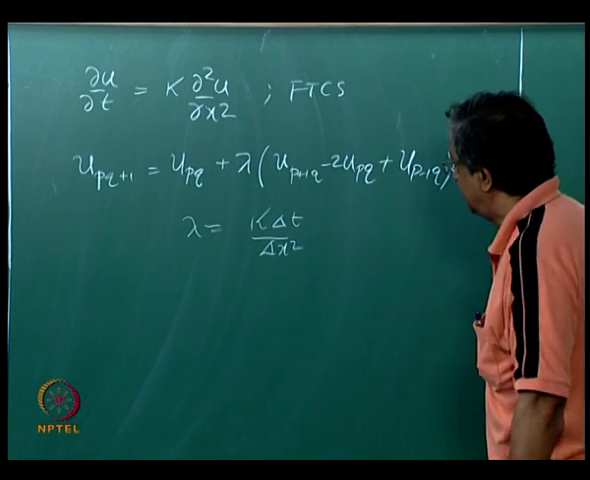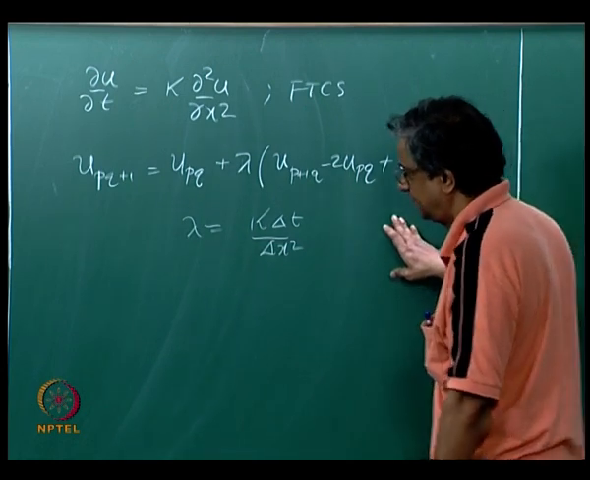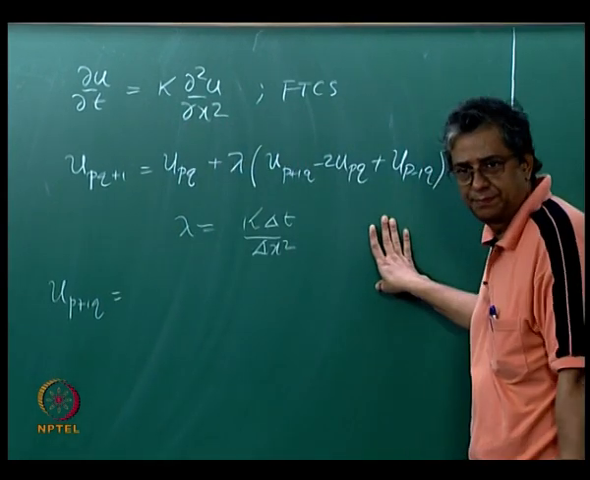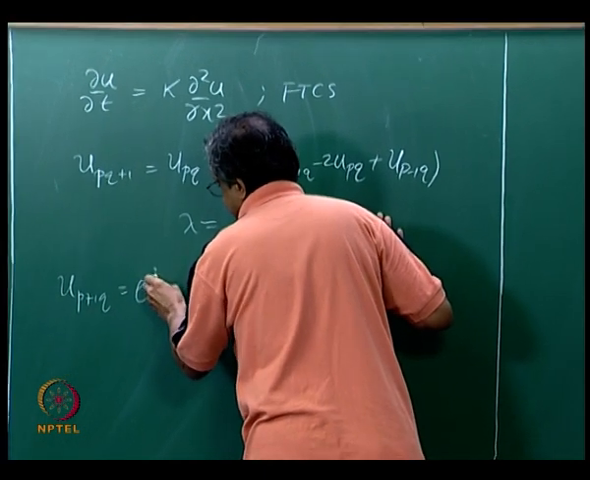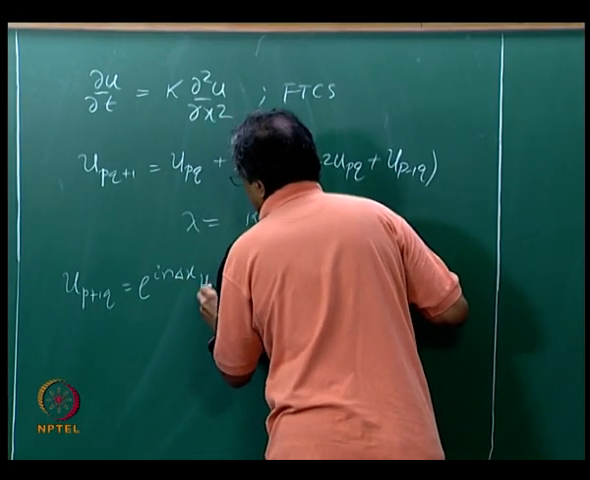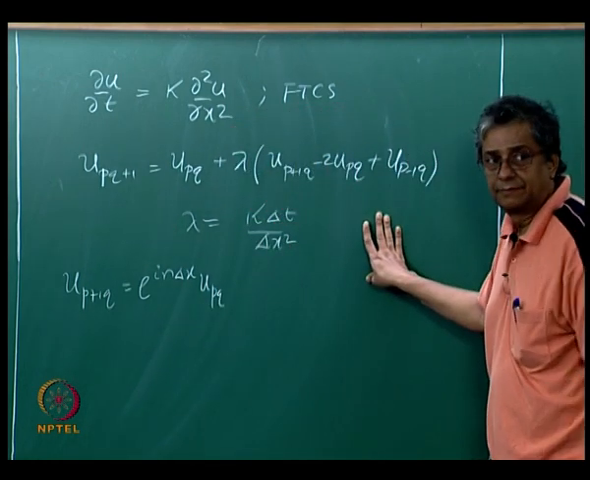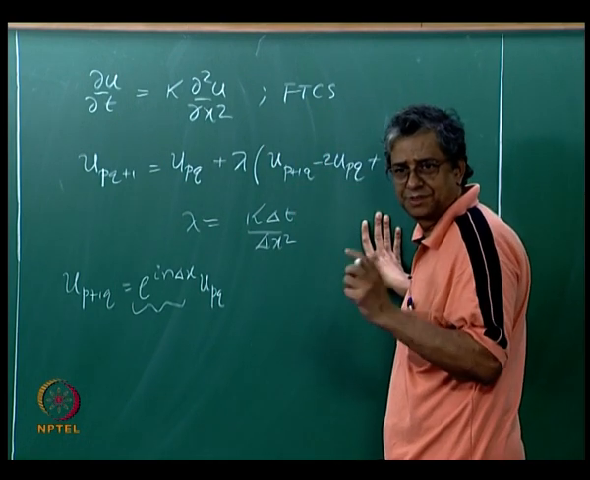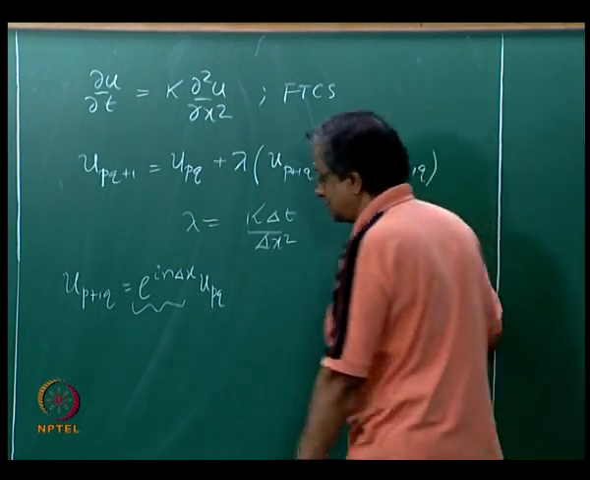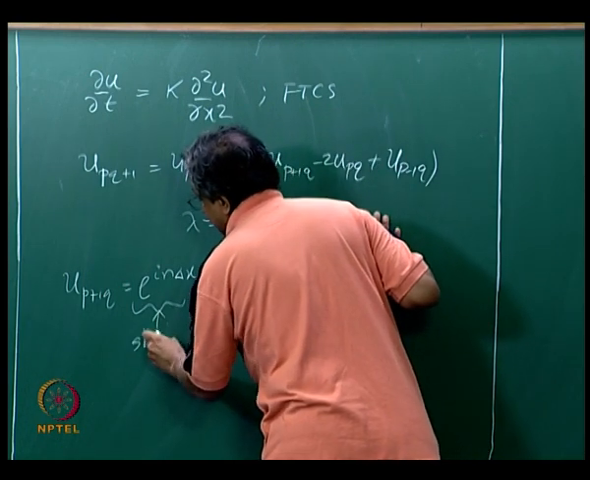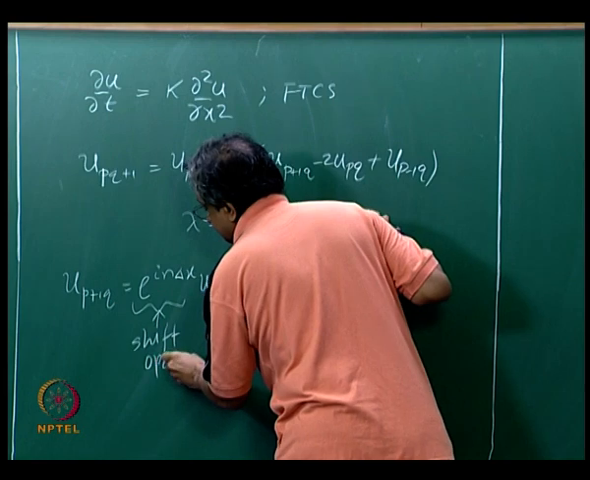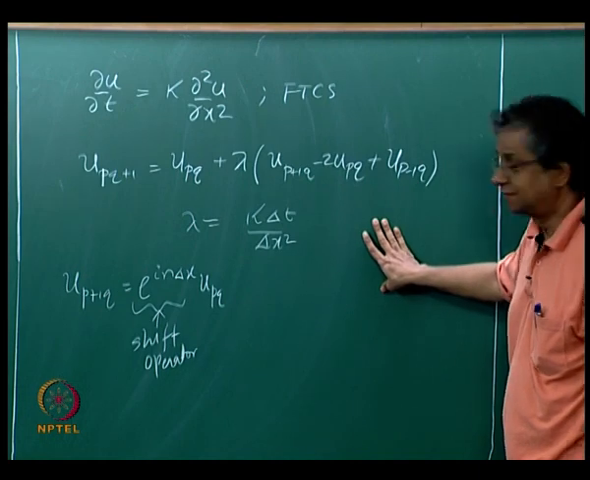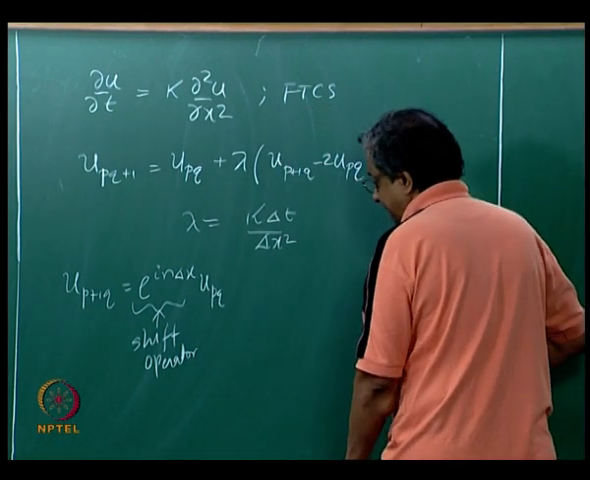Okay, and when we went through the same process of writing U_(p+1)^q as e to the power i theta times U_p^q, incidentally, in some books you will see this called the shift operator because it shifts us by one grid point. Okay, so in some books you may see this called the shift operator. So doing this, what did we get?